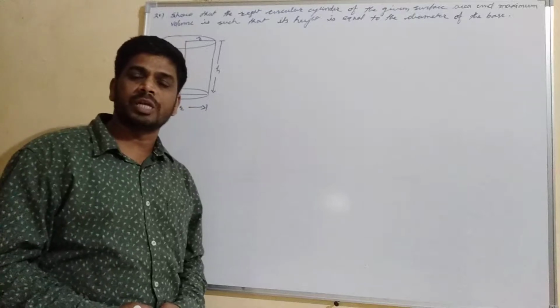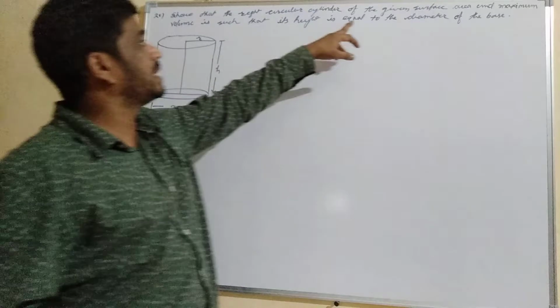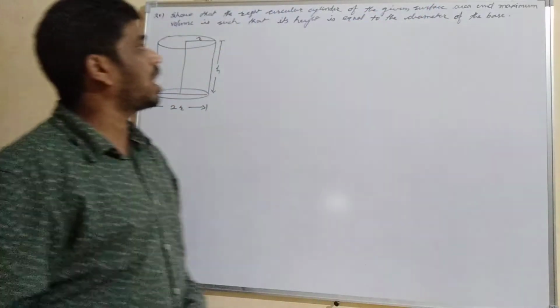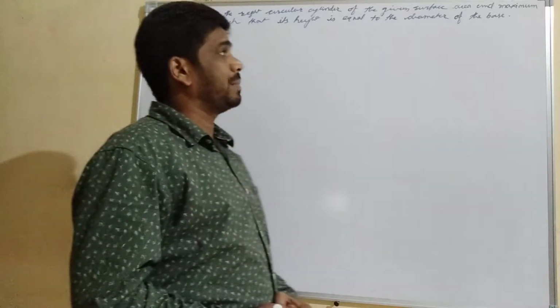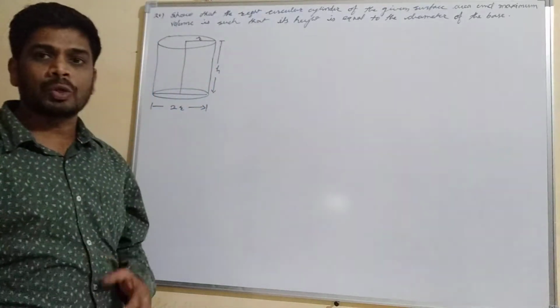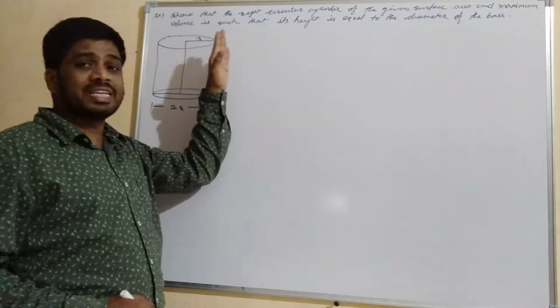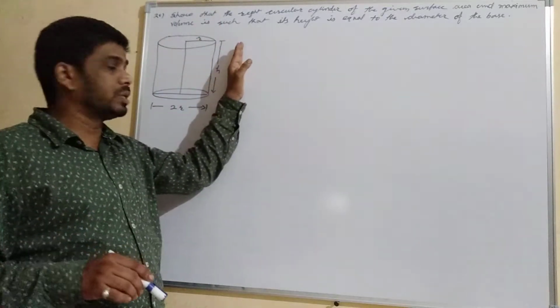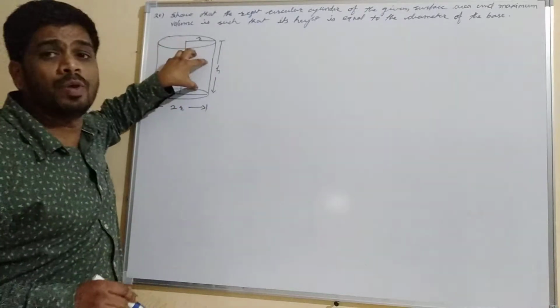See 20th question of the exercise 6.5. Show that the right circular cylinder of the given surface area and maximum volume is such that its height is equal to the diameter of the base. Which means we have to show that the height of the right circular cylinder will be equal to the diameter of the base. Then its volume will be maximum.